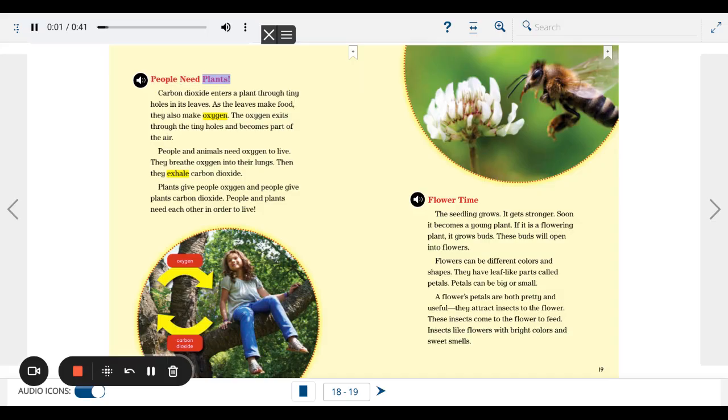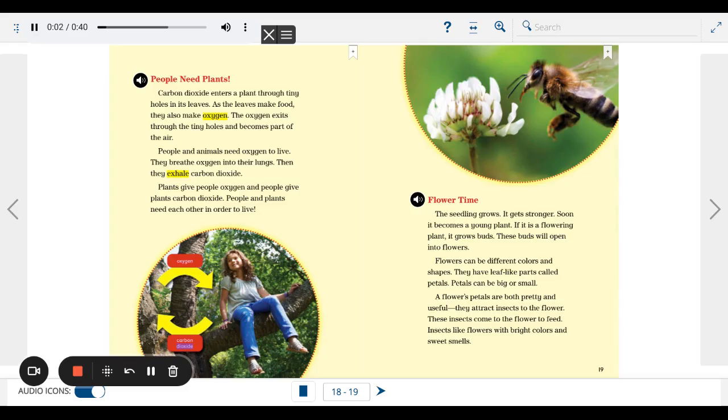People need plants. Carbon dioxide enters a plant through tiny holes in its leaves. As the leaves make food, they also make oxygen. The oxygen exits through the tiny holes and becomes part of the air. People and animals need oxygen to live. They breathe oxygen into their lungs. Then they exhale carbon dioxide. Plants give people oxygen, and people give plants carbon dioxide. People and plants need each other in order to live. Oxygen, carbon dioxide.